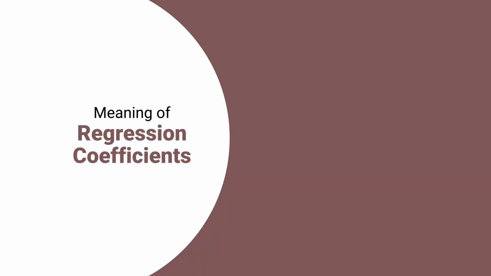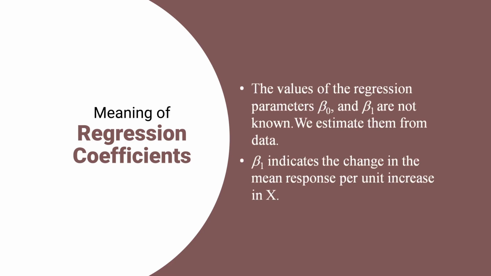The meaning of the regression coefficient is that the values of the regression parameters, beta 0 and beta 1, are not known, and we estimate them from data. Beta 1 indicates the change in the mean response per unit increase in x.